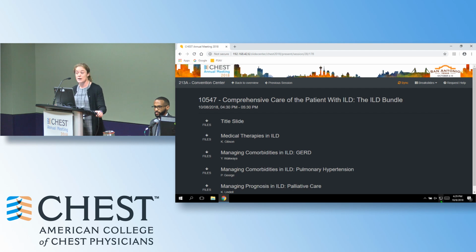So today we're going to be talking about our ILD bundle, and I'll introduce our speakers right now. Dr. Kevin Gibson will give the first talk, giving an overview of medical therapies in ILD, and then Dr. Wakwaya will give a discussion about treating GERD and idiopathic pulmonary fibrosis. I'll then talk about pulmonary hypertension, and Dr. Lindell will finish at the end with the role of palliative care in ILD. So with that, Dr. Gibson.